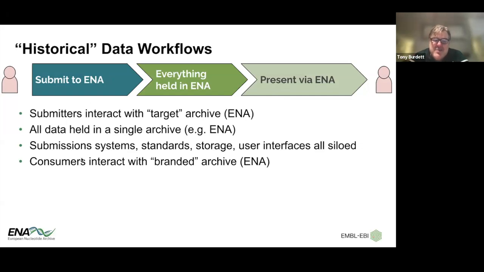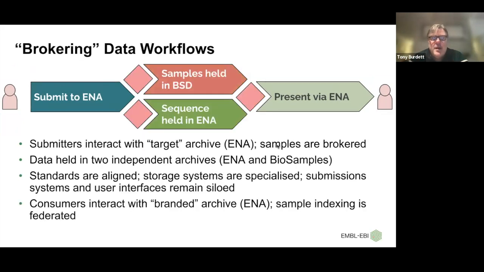As a submitter and a consumer, you primarily interact with your target archive. So I know, if I go looking for sequence data, I go look in ENA, and all the data and submission systems are siloed there. Where we're at right now is a slightly richer idea of brokering data workflow. As a submitter and a consumer, if you want to, you can still just interact with your chosen archive. But behind the scenes, we're creating this mesh of interlinked samples. When you submit to ENA, samples might be held in BioSamples and the sequence might be held in ENA, and we can present all that information back via ENA whilst enabling richer interactive scenarios as we go.